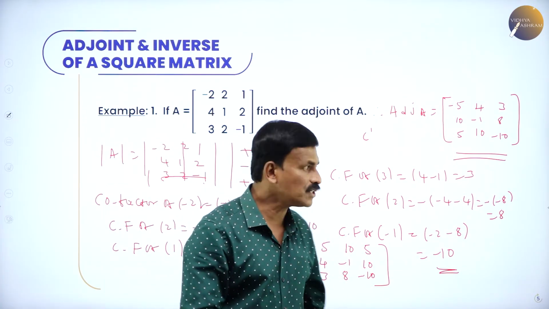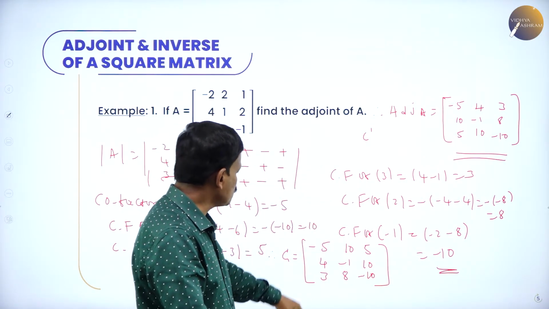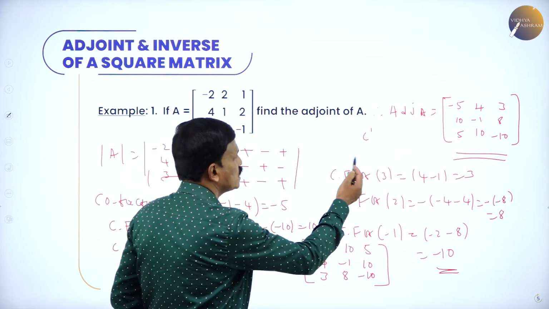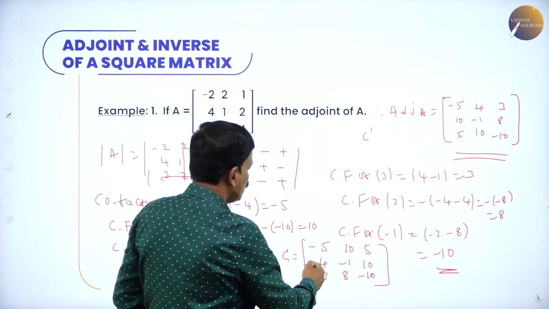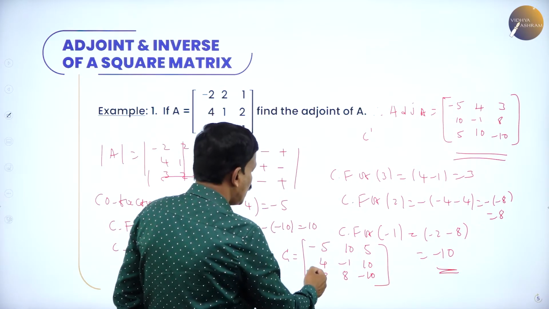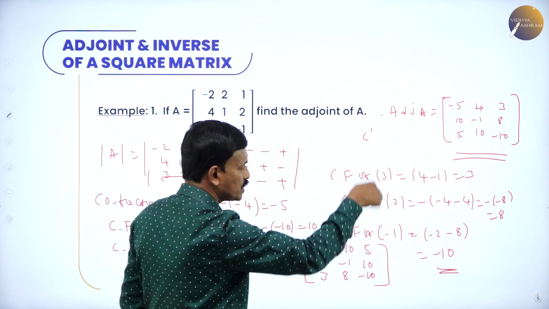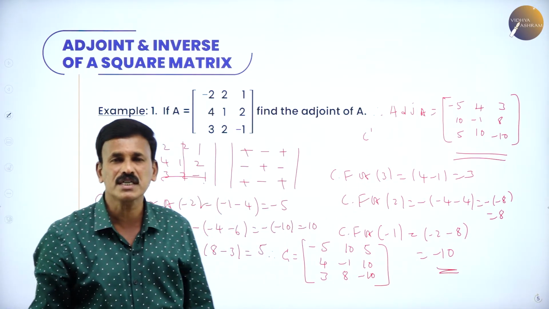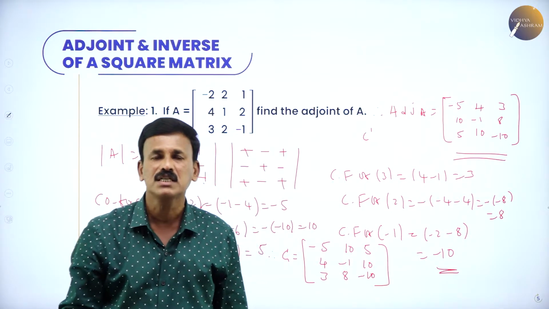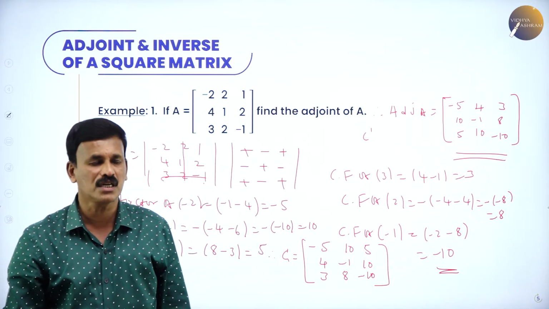Therefore, the adjoint of this matrix is given by adjoint A is equal to the transpose of C dash. Transpose this. First row becomes first column minus 5, 10 and 5, 4, minus 1 and 10, and 3, 8 and minus 10. First row first column, second row second column, third row third column. The transpose of the cofactor matrix will give the adjoint of the matrix. That is how we are going to find the adjoint.